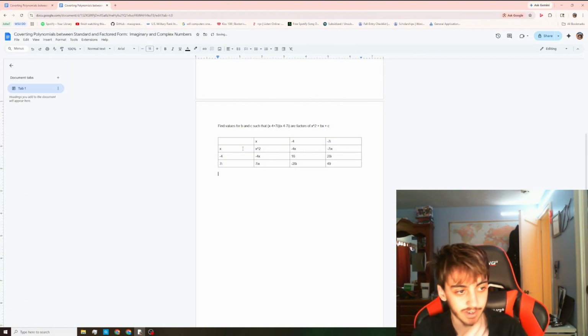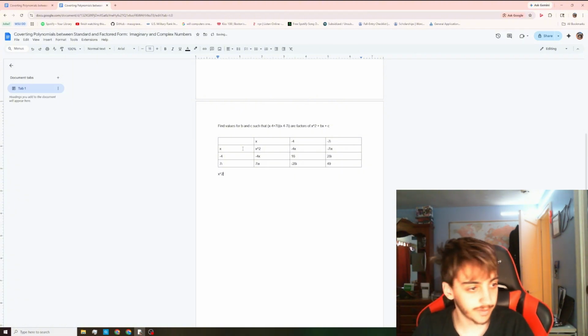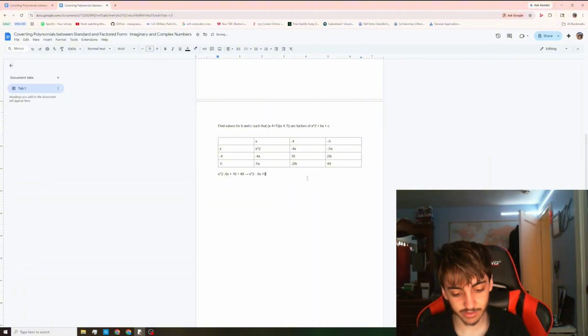So then we can do some elimination here. We'll see, we got that x squared right there. Then we got minus 8x. Then these two ix terms will cancel out, so we got plus 16. Then these two i terms will cancel out, so that just leaves us with 49, so plus 49. And that's going to be equal to x squared minus 8x plus 65.